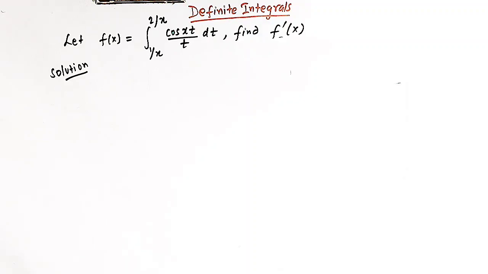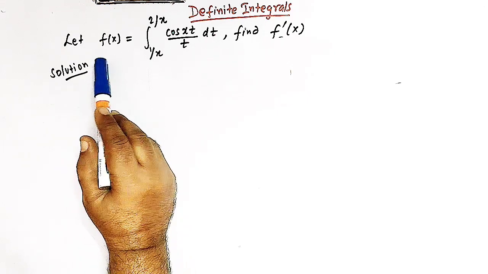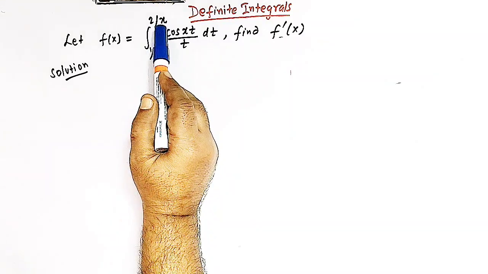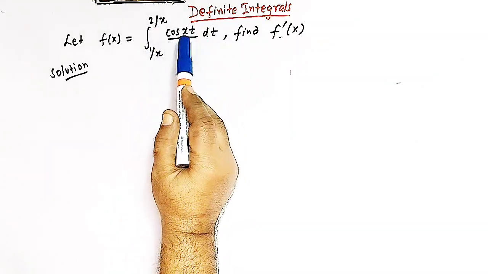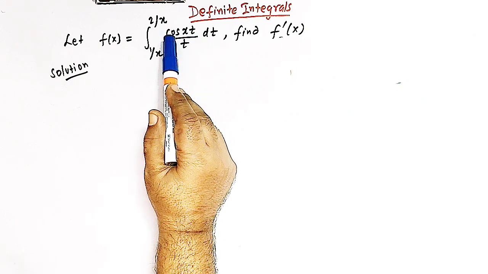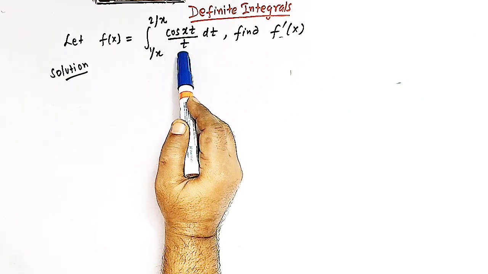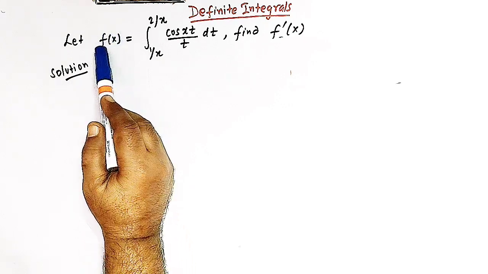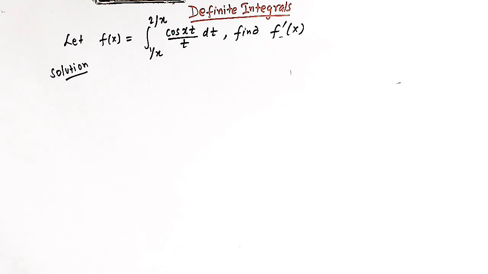Hello, viewers. In today's session, we are going to discuss another important problem from definite integrals, in which we'll discuss this problem using the concept of Leibniz integral rule. So here we are given a function f of x that is equal to the integral from 1 over x to 2 over x, and the integrand is a function of x and t, that is cosine xt divided by t dt, and we have to find the derivative of this function f of x with respect to x, right?